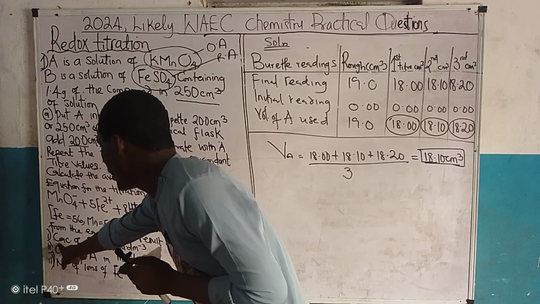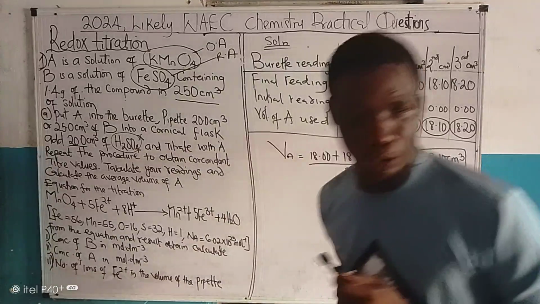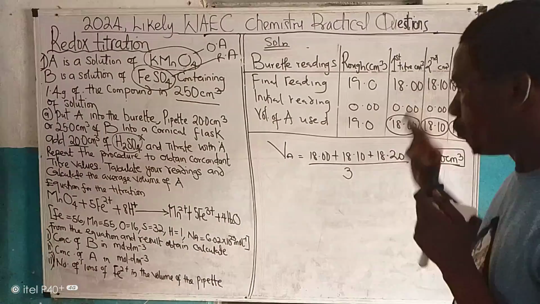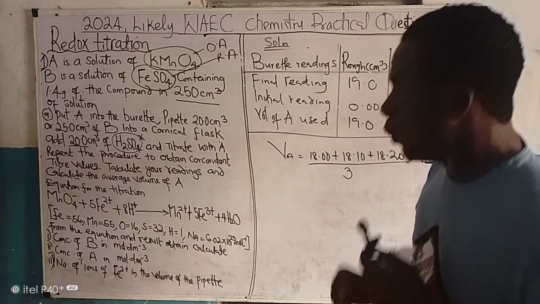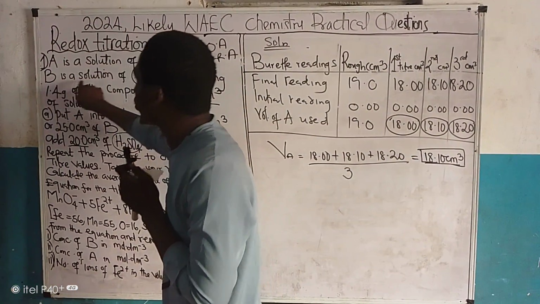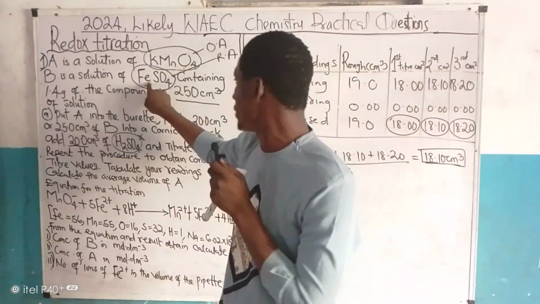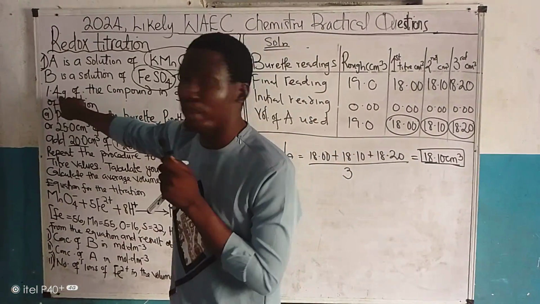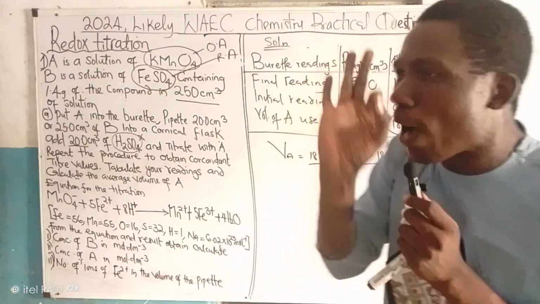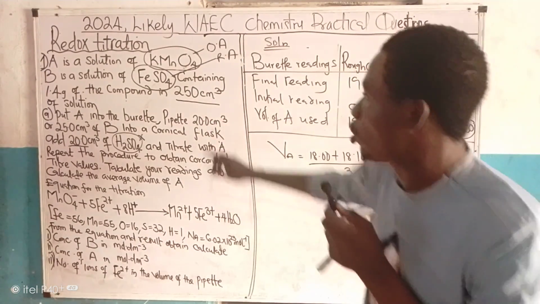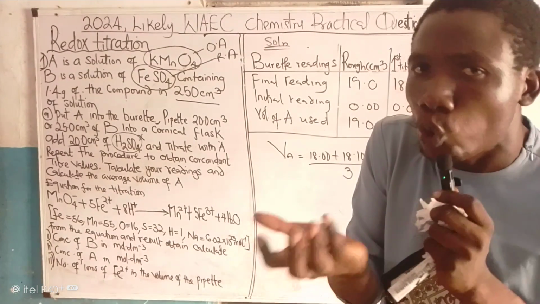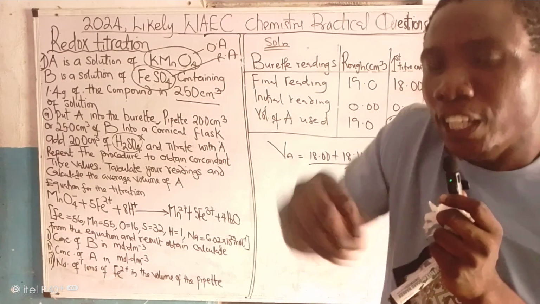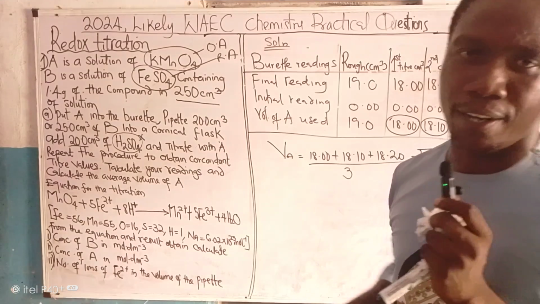we calculate the concentration of B in mole per dm3. Concentration of B in mole per dm3. Go back to what was given. Remember they told us that B is a solution of FeSO4. Are you seeing it now? They gave us the mass. The mass of B is 1.4 gram that is contained in 250 cm cube. That means if you have 250 cm cube of B, it contains 1.4 gram.